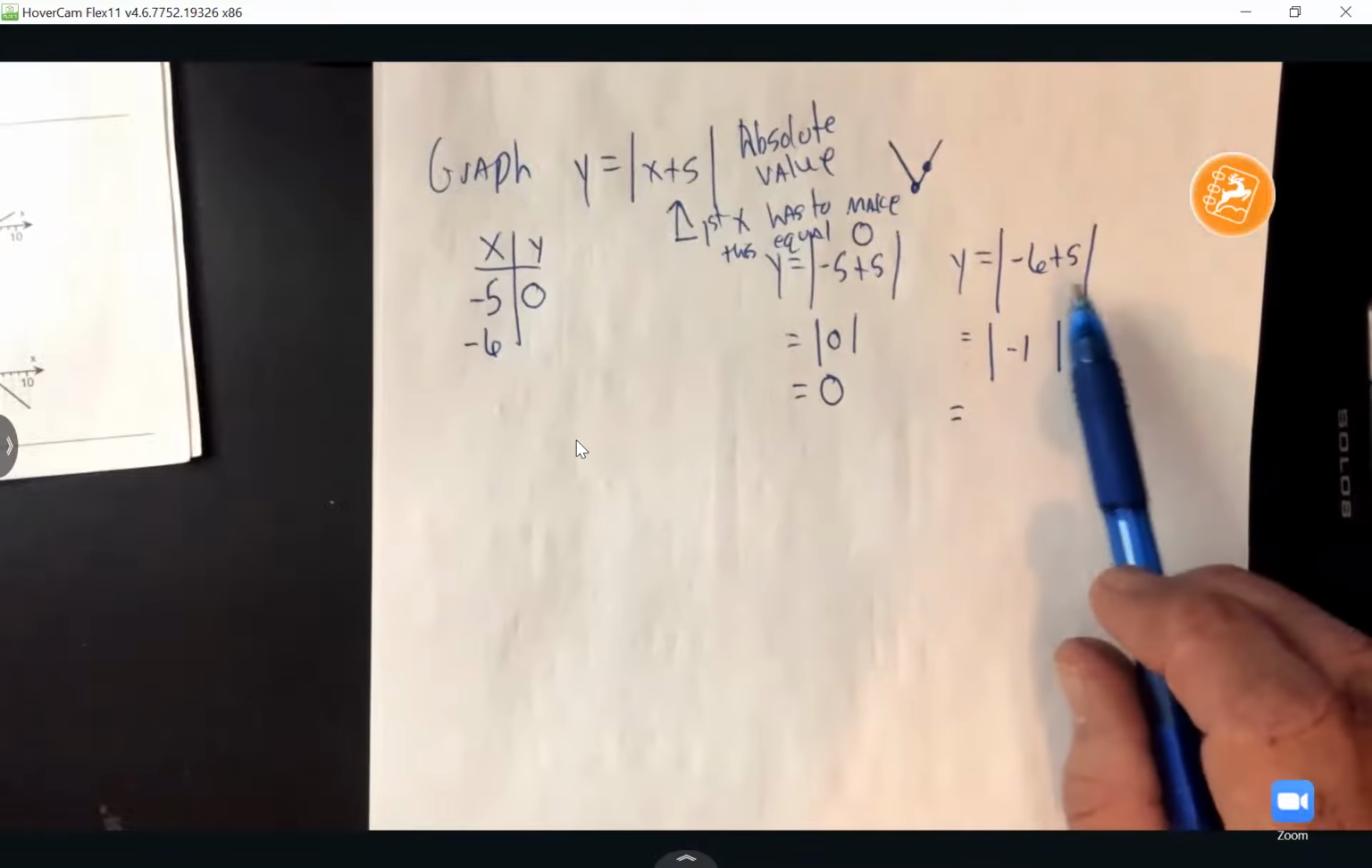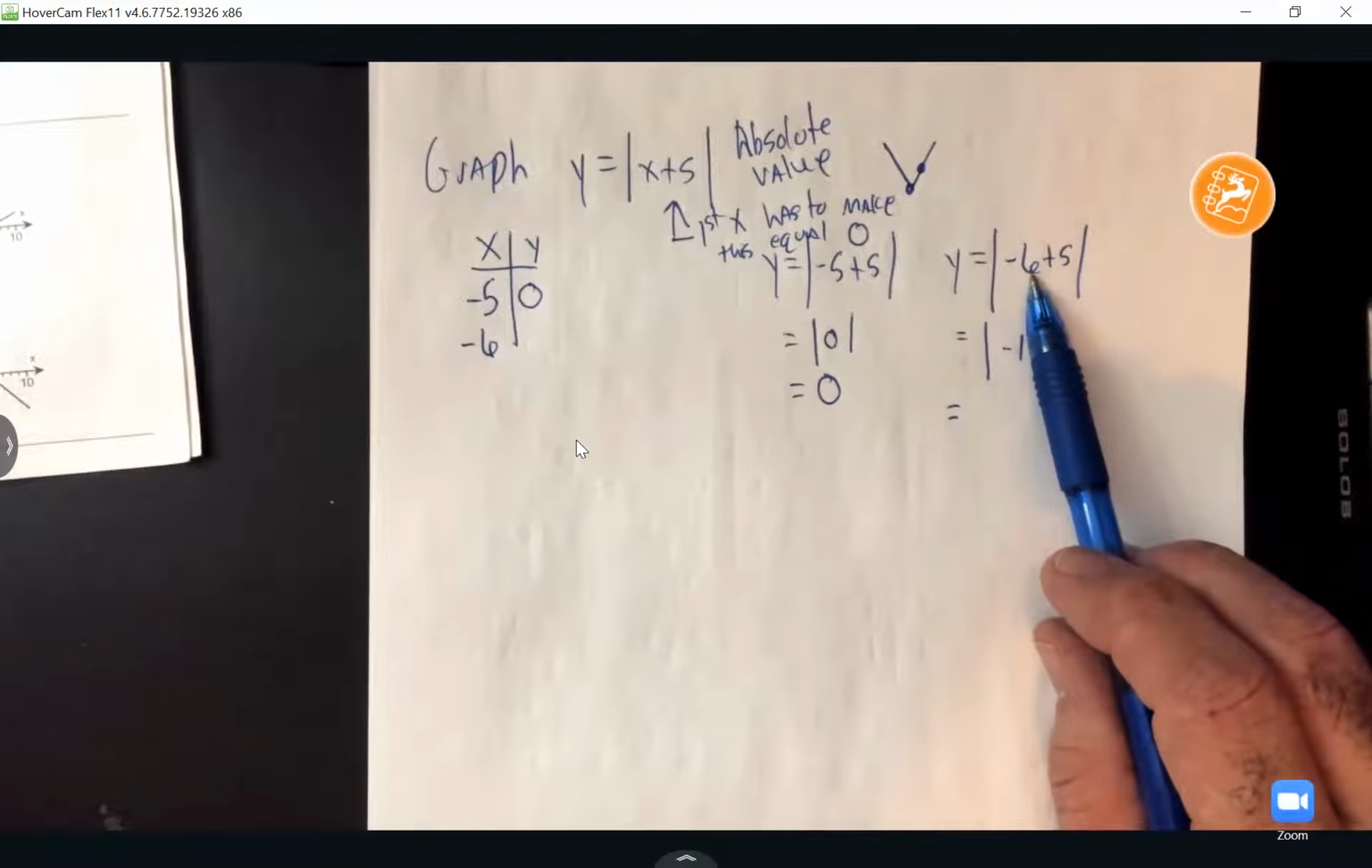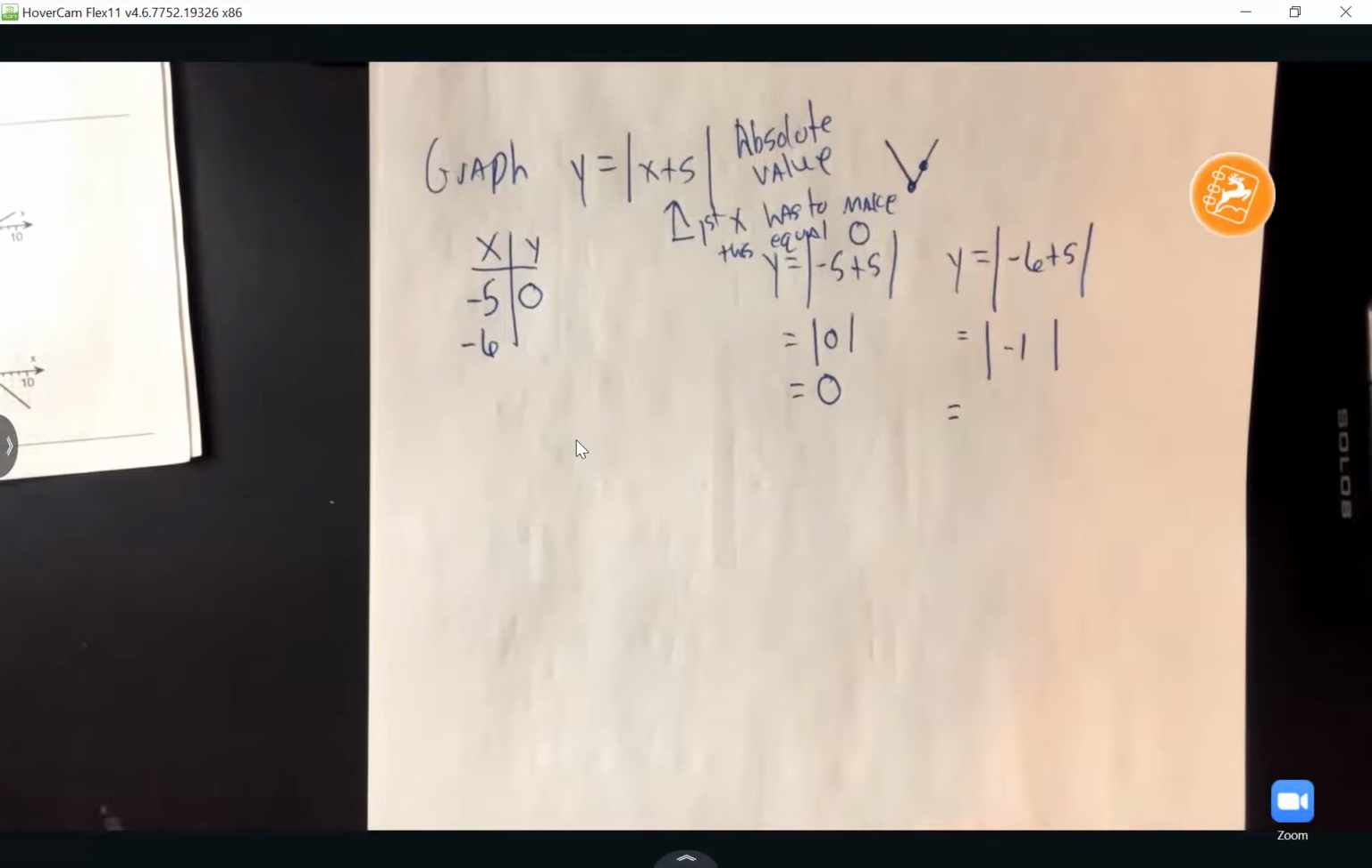Mm-hmm. And so y'all remember negative numbers and positive numbers is like doing checkbooks in the old days. Most of y'all don't do that no more. Y'all got online banking now, probably. Yes.